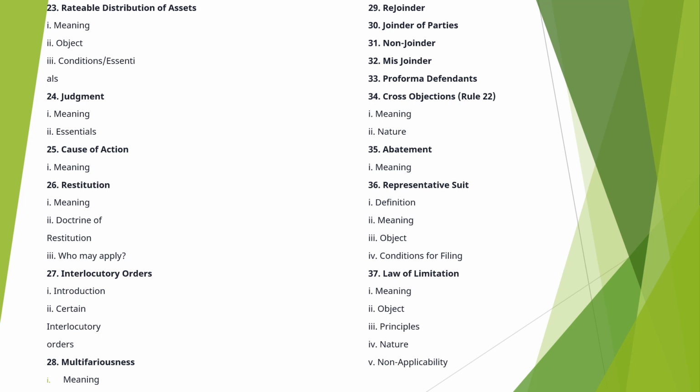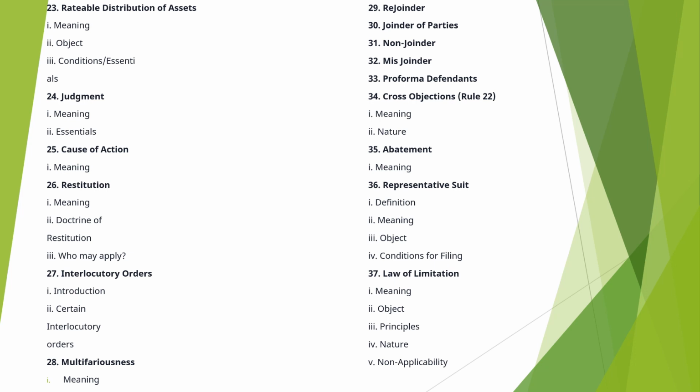Multifariousness: what is the meaning of the same, we will discuss in this topic. Then other topic is rejoinder, then joinder of parties, non-joinder, misjoinder, pro forma defendants, cross objections. Under cross objections, we will see the meaning, nature. Other topic is abatement. We will see the meaning of abatement. What is the meaning of representative suit? Definition, object, conditions for filing a representative suit. We will see in this topic.